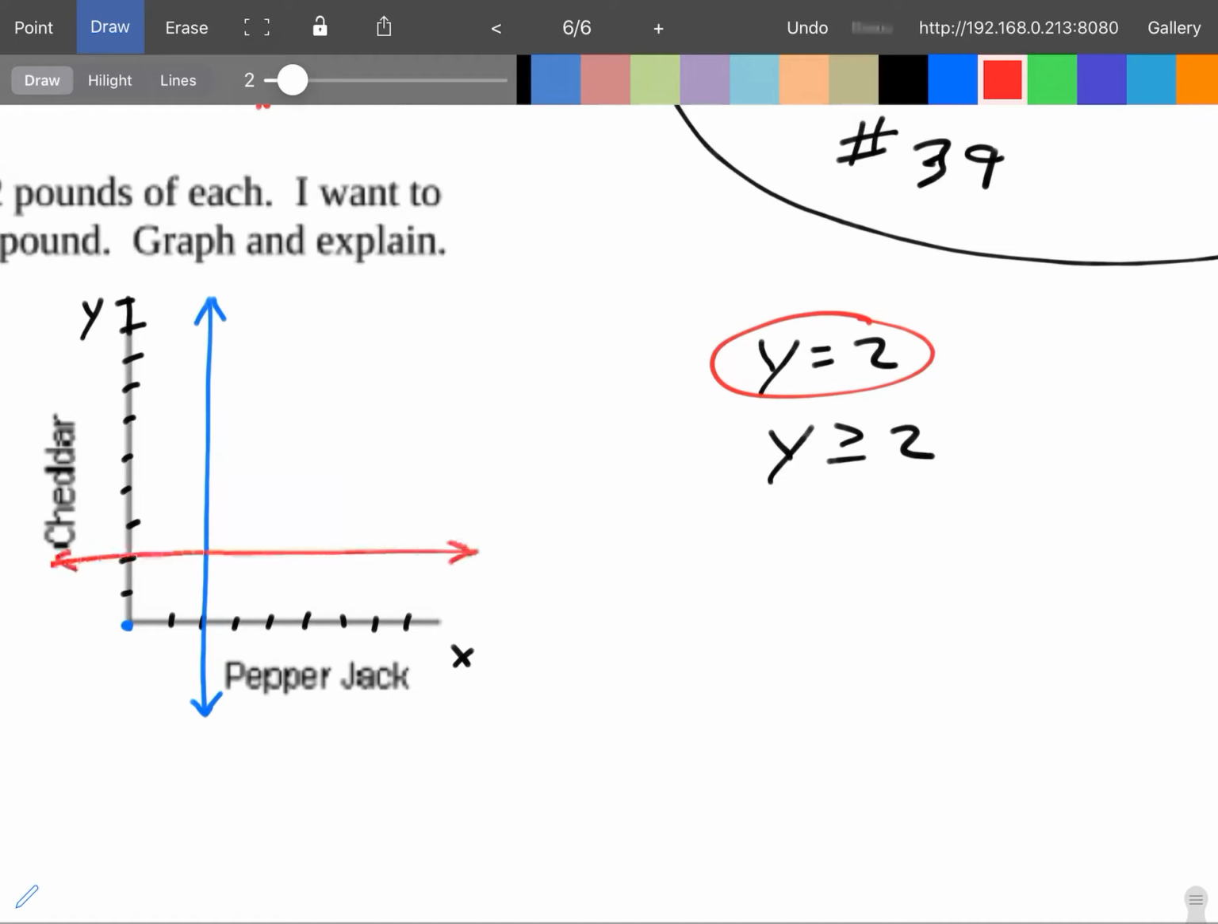Then we need to test the point. What point do you guys want to test? Zero comma zero. Yep. So we'll test 0, 0. Well, there's no x variable to plug in the 0 for, right? So we're just going to take this y value of 0 and plug it in right there. So that gives us 0 is greater than or equal to 2. Is that true or false?